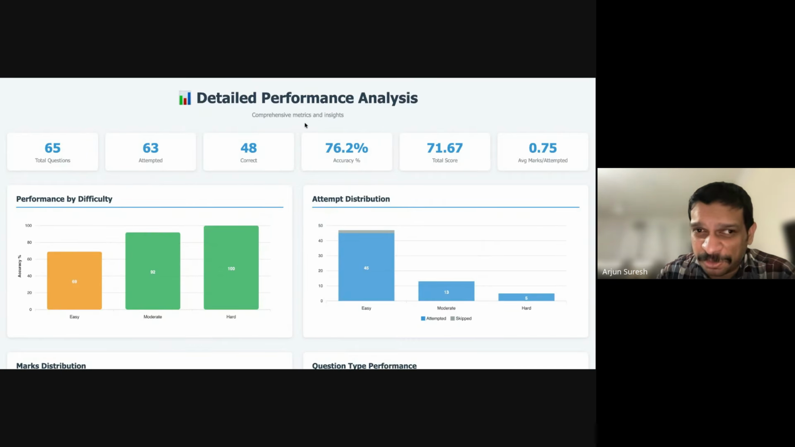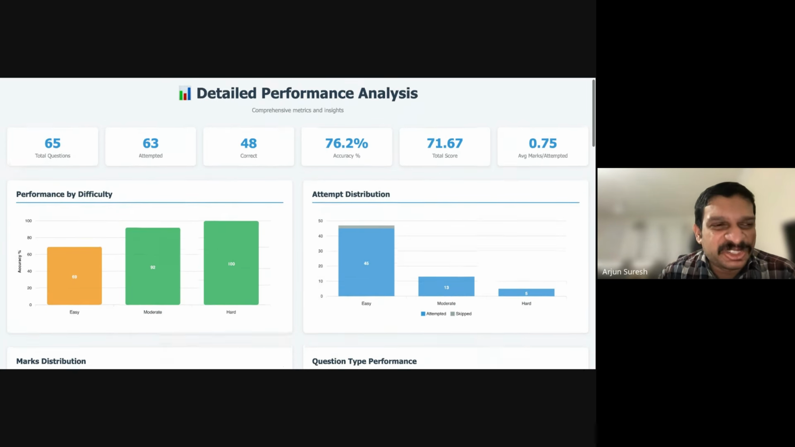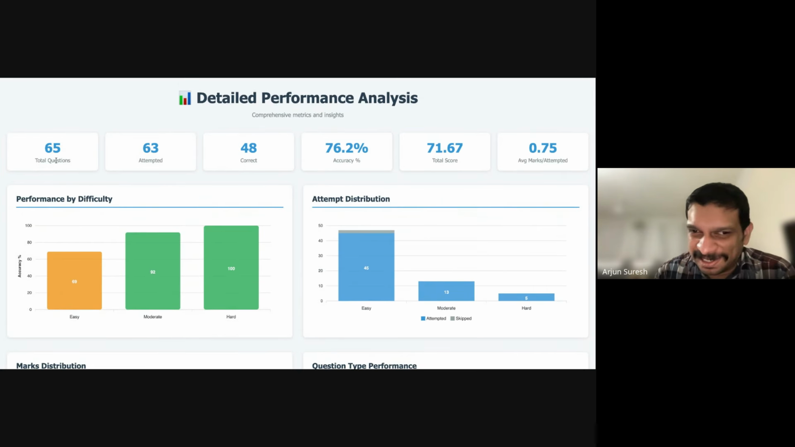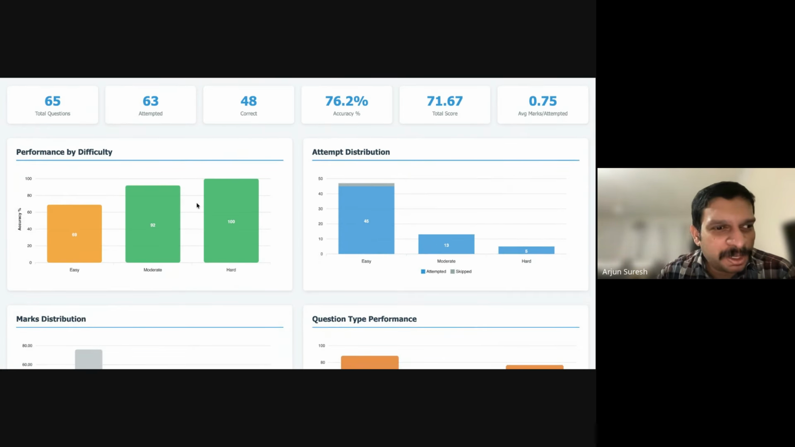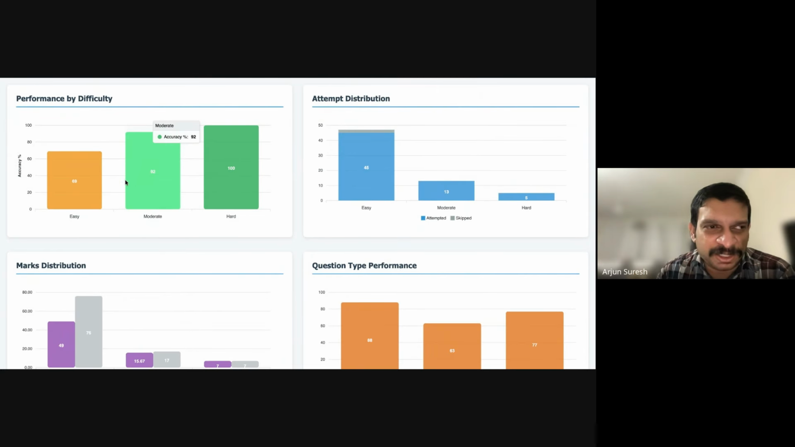Then we also have the detailed performance analysis page. Interestingly, this page is entirely done by AI. This shows the total questions, the attempted, correct. Yeah, these stats I think you saw in the previous page also. We have some charts which show the same difficulty level again, but here it is categorized into three parts. So in the easy questions, how much is your accuracy? Same for moderate and hard.